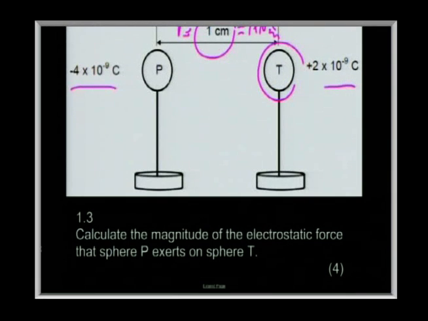Now it says calculate the magnitude of the electrostatic force that sphere P exerts on sphere T. Now, I want to just bring in some mechanics here. Notice that we've got a force exerted by one object on the other object. But Newton's third law tells us that if one object, body A, exerts a force on body B, then body B will exert a force of the same magnitude but opposite direction. And that you need to understand. This is an example of a non-contact force. They're at a distance. We could say the same thing about gravitation.